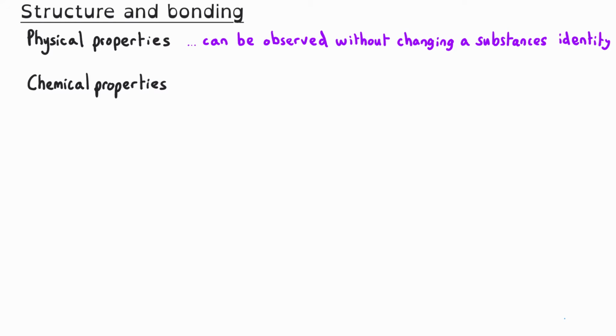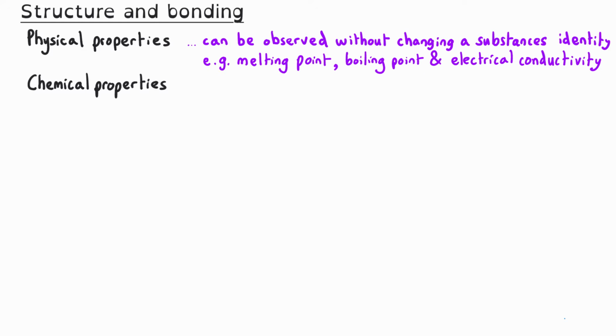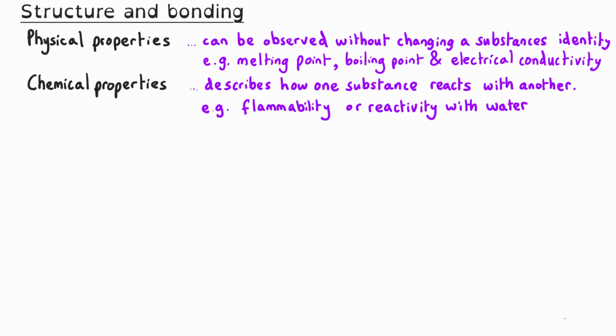Physical properties are things that can be observed without changing a substance's identity. So this includes things such as melting point, boiling point, and electrical conductivity. Whereas chemical properties describe how one substance reacts with another. For instance, flammability or reactivity with water.